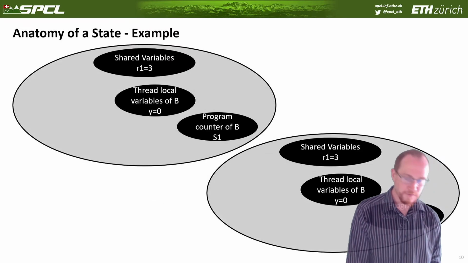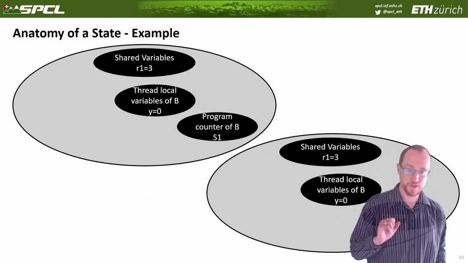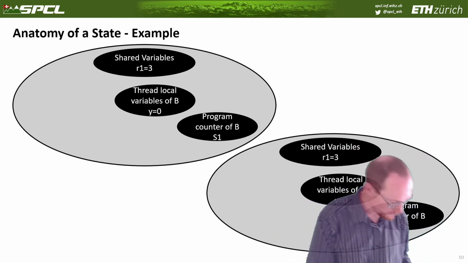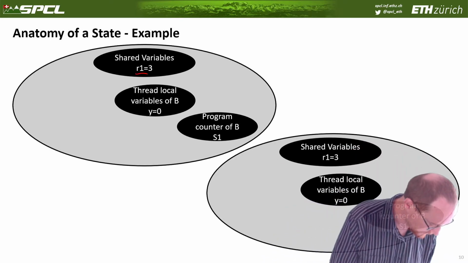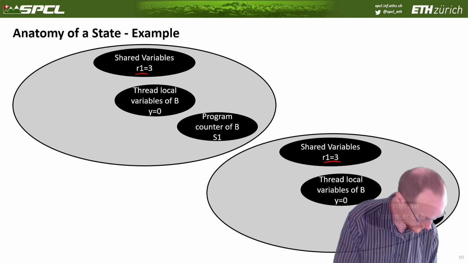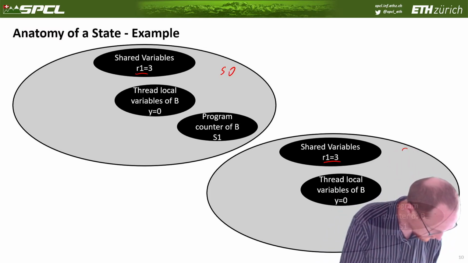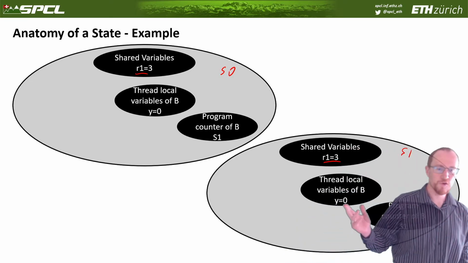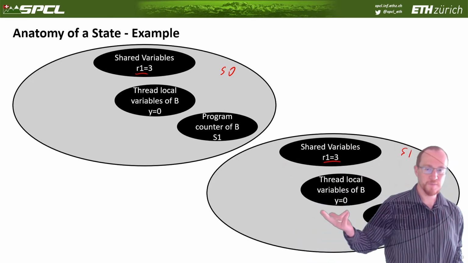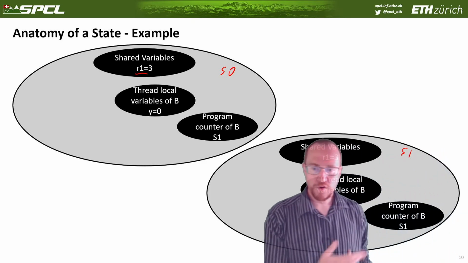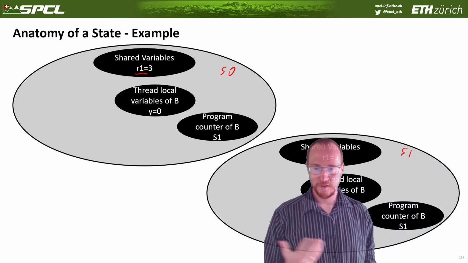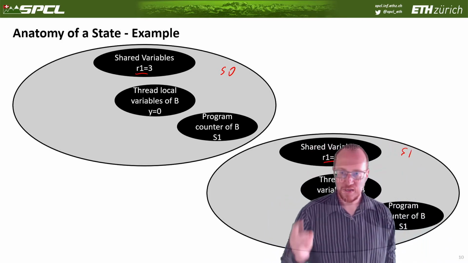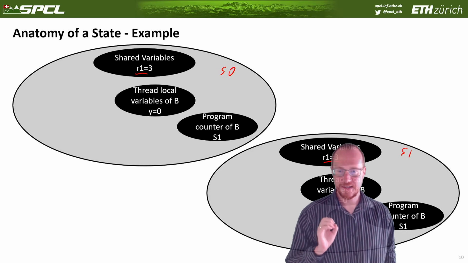Now if I'm looking at two potentially different states, I can look at, for example, the shared variables here. Let's say there's an R1 equals 3 in both cases. So in state S0 and state S1, they both have the same value. The thread local variables of process B are basically the same: y equals 0. The program counter of thread B is also the same. So from thread B's perspective, S0 and S1 look exactly the same.